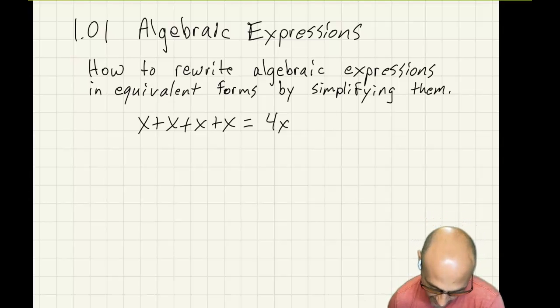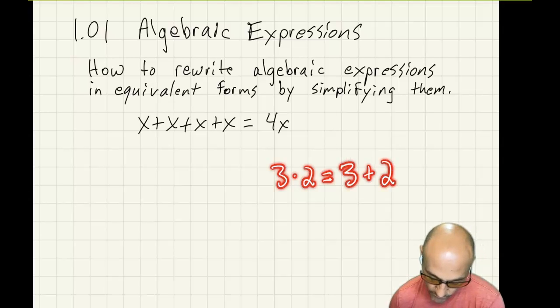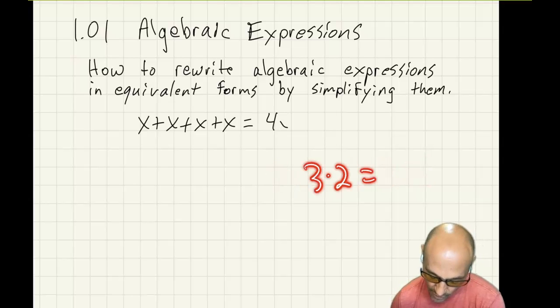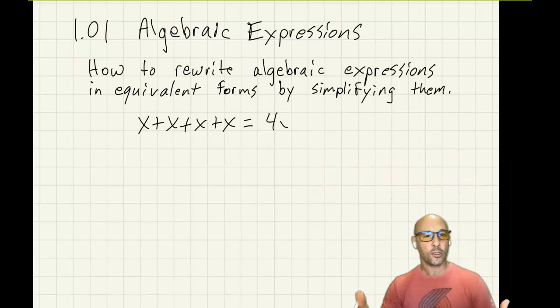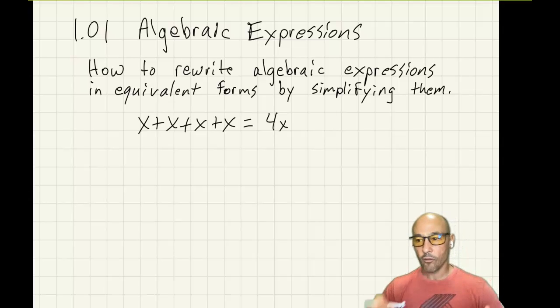So if we think of something like 3 times 2, what we're actually saying is we are adding 3 to itself twice. Whoops, that's not right. 3 times 2 is 3 plus 3, which is 6. So notice 3 times 2 is 6 and 3 plus 3 is 6 because multiplication is repeated addition. So we can rewrite x plus x plus x plus x as 4x.